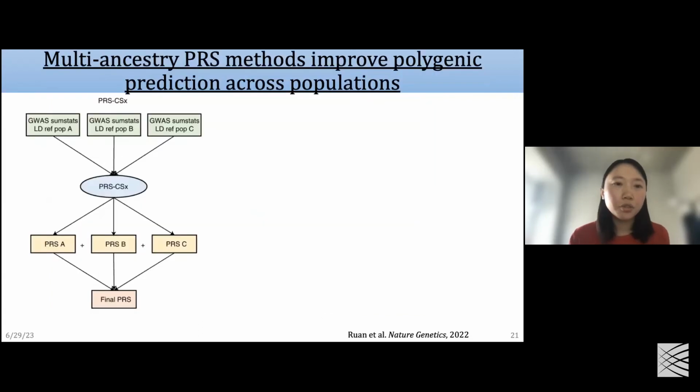So to illustrate how those methods can improve polygenic prediction across populations, I'd like to use PRS-CSx as an example. So PRS-CSx uses inputs of GWAS from different populations, and it can jointly model the between-ancestry LD and minor allele frequency differences, which is a Bayesian method.